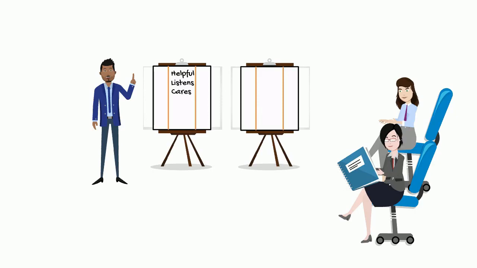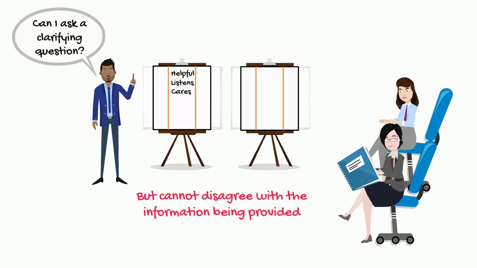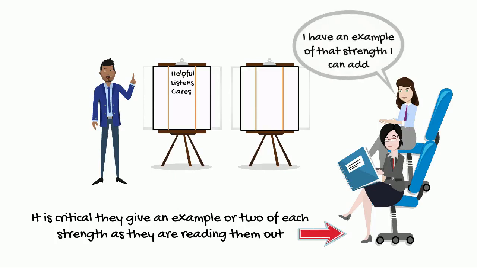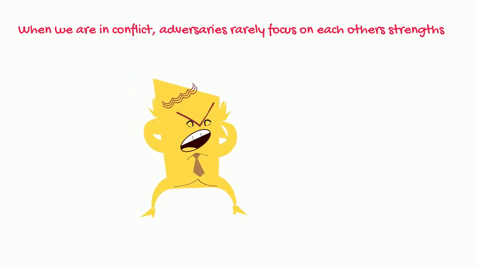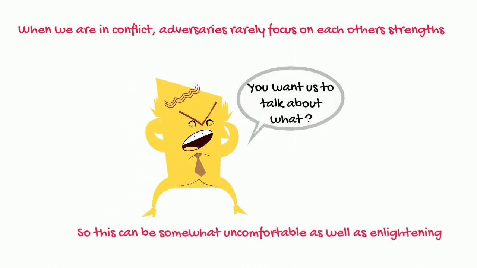The person receiving the feedback can ask clarifying questions, but cannot disagree with the information being provided. It's critical that the person providing the feedback be able to give an example or two of each strength as they are reading them out. The facilitator is also expected to add their own examples as needed to the growing list of behavioural strengths. When we are in conflict, adversaries rarely focus on each other's strengths, so this can be somewhat uncomfortable as well as enlightening.